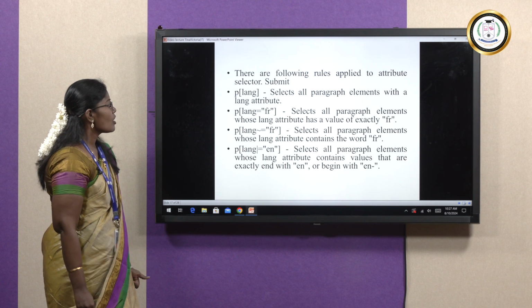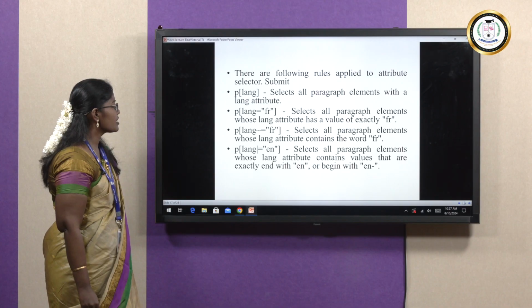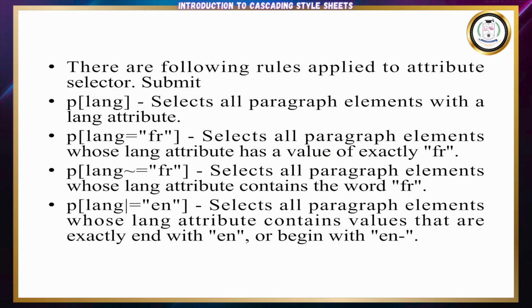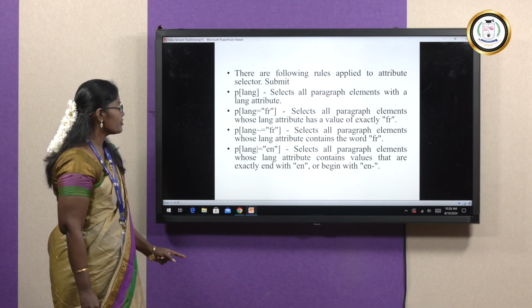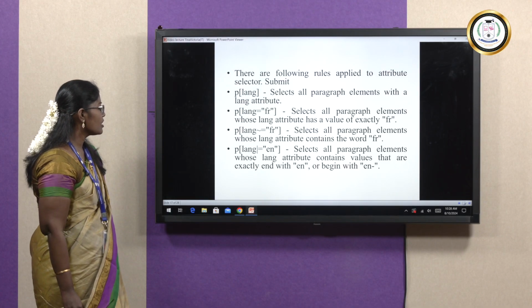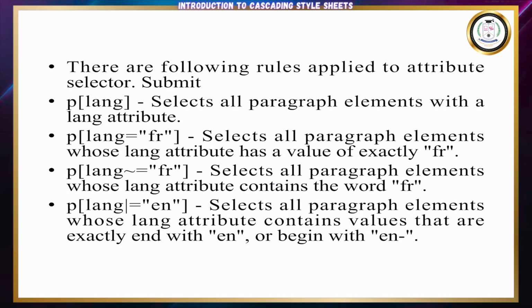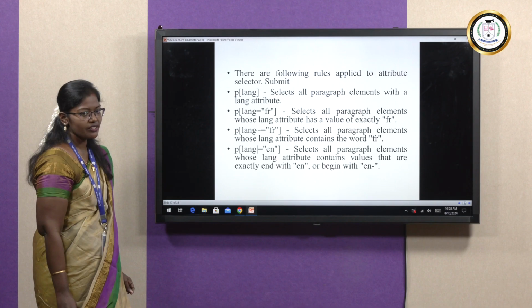So select all paragraph elements with the language attribute, p[lang=fr]. Equal to fr means it will select all the paragraph elements whose language attribute has a value of exactly fr. p[lang~=fr], this symbol is a combinator symbol, and if it is fr, it selects all the paragraph elements whose language attribute contains the word fr. And p[lang|=en] will select all the paragraph elements whose language attribute contains values that are exactly en or begin with en.